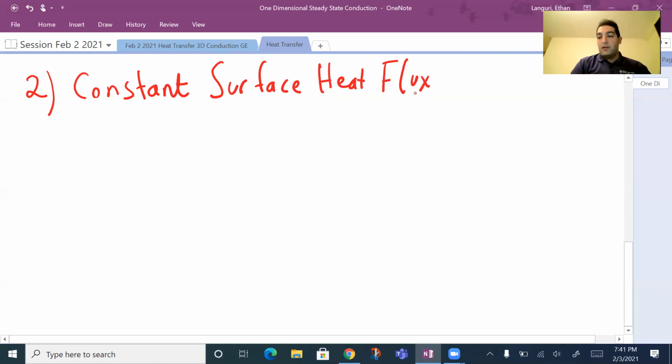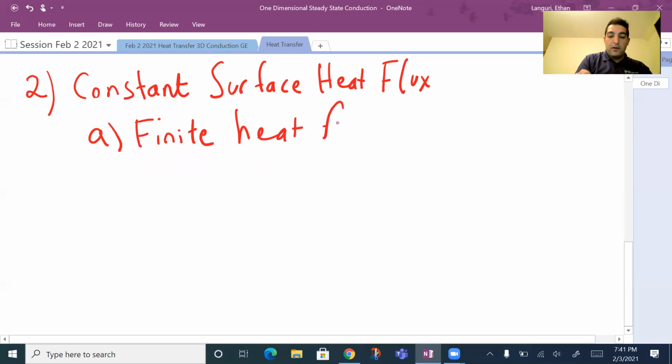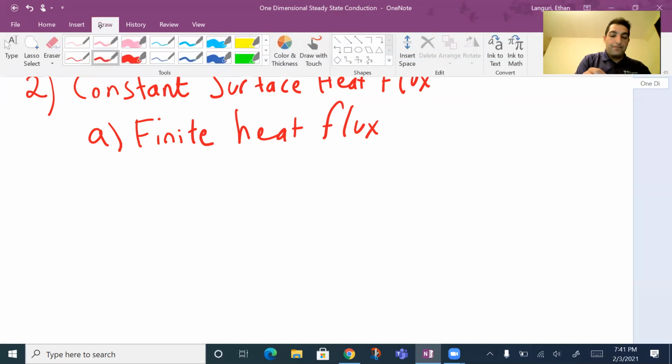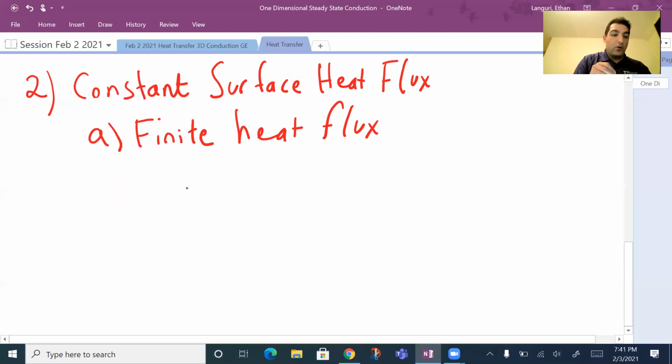Well, we can have several cases. Let's divide this constant surface heat flux boundary condition into 2 general boundary conditions. First one, let's call it A, to be finite heat flux. If a constant known heat flux is imposed on a wall, let's assume this is a wall, and we can show that there's a constant heat flux on the wall.